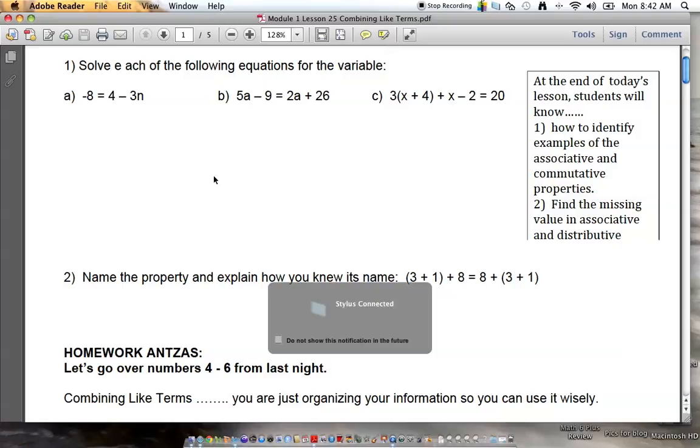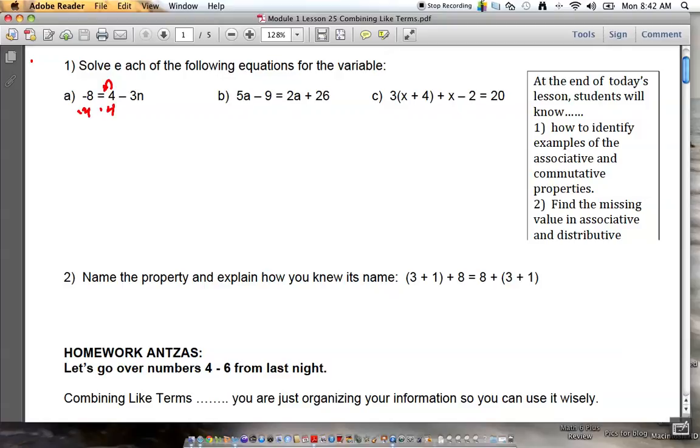So, solve each of the following. This is just fundamental core stuff that you have to be able to get right. Okay? What kind of 4 is this in letter A? So I have to do minus 4. And I get negative 12 equals danger, danger, danger.